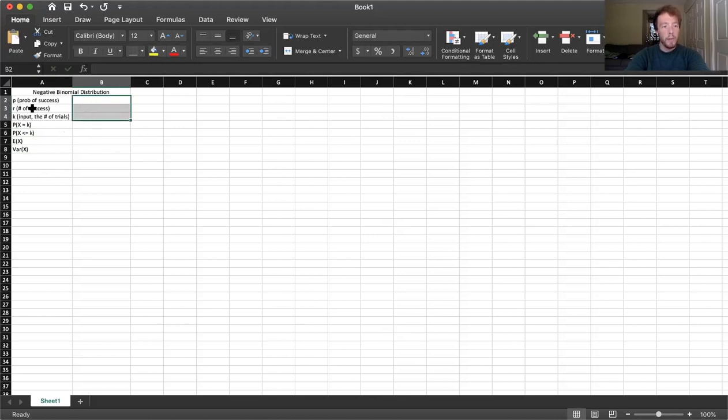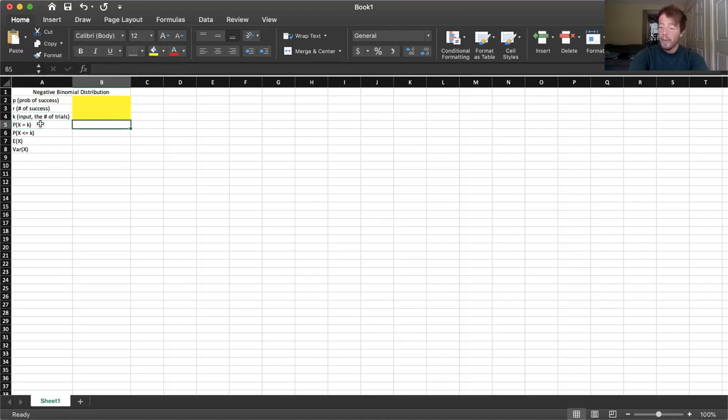Note that these three things, the probability, the number of successes, and the input K, are the three things that are going to change. So when you come up with a new negative binomial distribution problem, you should read the problem and try to figure out what these three things are. So I'm going to highlight these in yellow to signify that these are inputs. These other things are consequences. Once we know the three inputs, the P, the R, and the K, we can calculate these three values. And I'm going to show you how to do that in Excel.